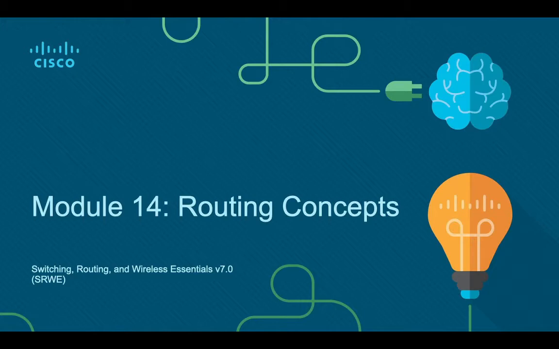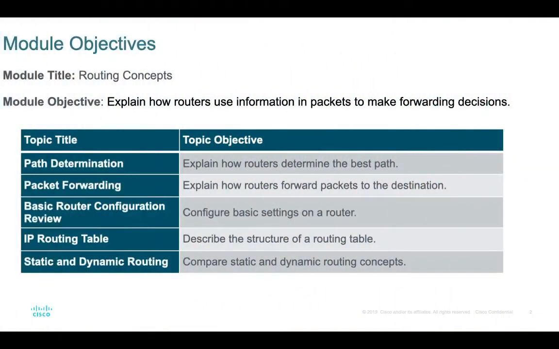Okay, we are moving forward to chapter 2, routing concepts, or module 14 in our Switching, Routing and Wireless Essentials NetAcad module. In this chapter, we have 5 topics that we are going to go through. Number 1, path determination. It will explain how the router determines the best path in order to forward any packet or data that they receive. Then packet forwarding, how the router forwards packets to their destination.